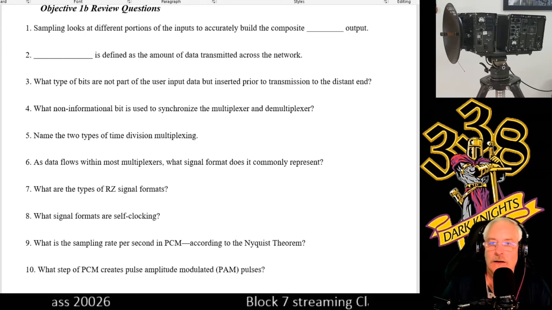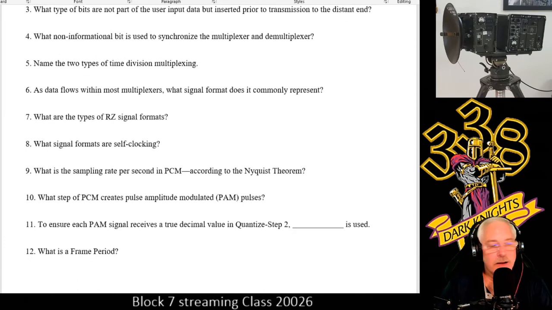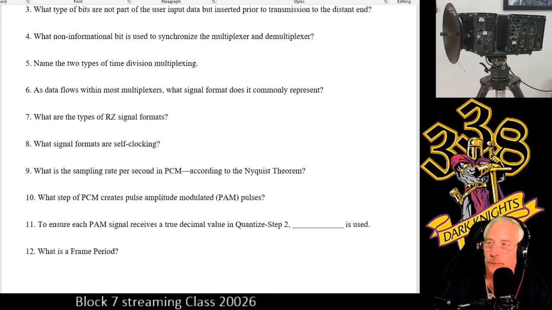Number 9 is 8,000 times a second. Number 10, step 1, which is sampling. Number 11 is non-uniform quantizing used. And then, of course, number 12 is the amount of time it takes for one frame to appear.